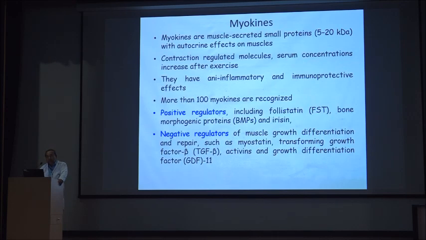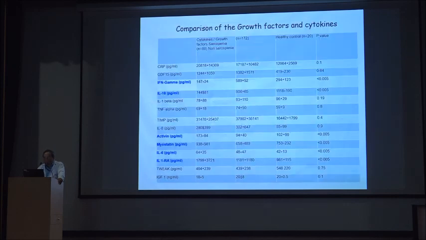There are certain myokines. I will not go into the details. These are muscle-secreted small proteins. They have an anti-inflammatory, immunoprotective effect, and there are more than 100 myokines which are recognized. There are positive regulators like follistatin, BMP, that is bone morphogenic protein, and irisin. Irisin is increased during exercise, and there are certain negative regulators like myostatin, TGF-beta, activin, and GDF11.